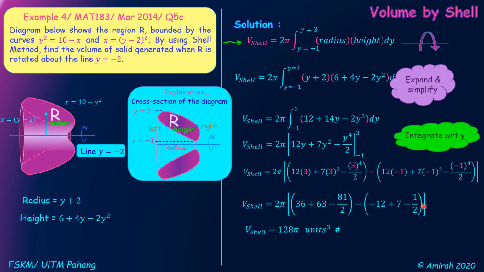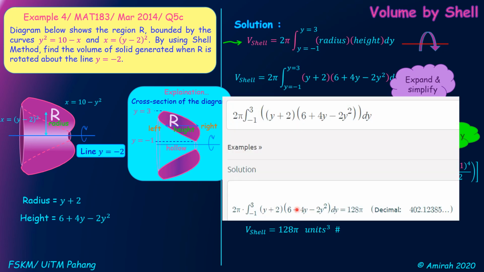Then we simplify from here, so we get volume by shell equals 128 pi units cubed, cubed for volume. We can also use Symbolab to check our final answer. So from 2 pi, integrate from negative 1 to 3 of y plus 2 times the bracket 6 plus 4y minus 2y squared. After we press enter, we get 128 pi.